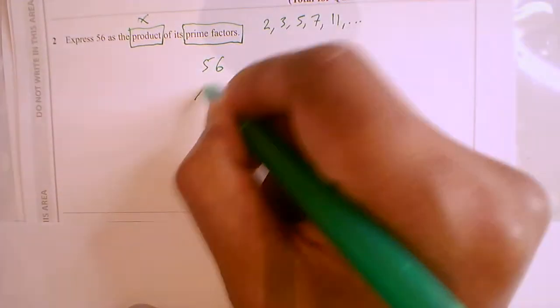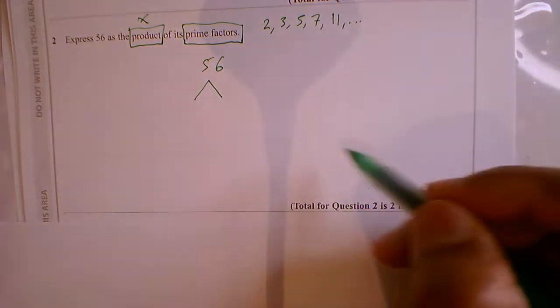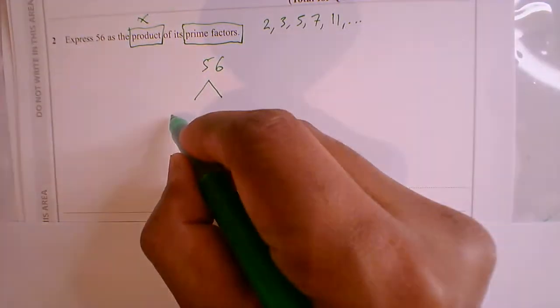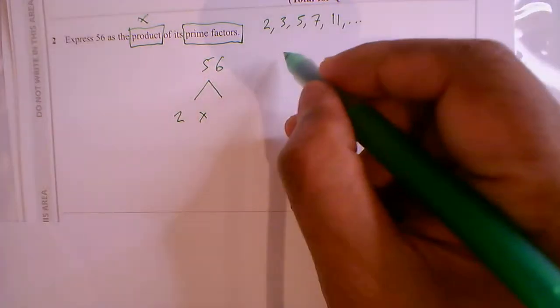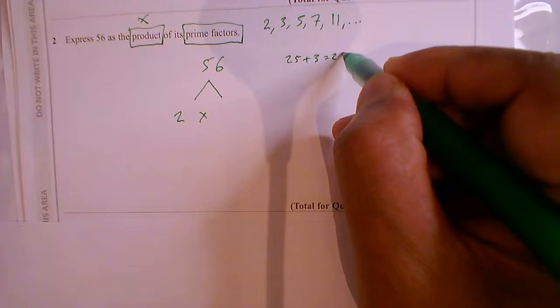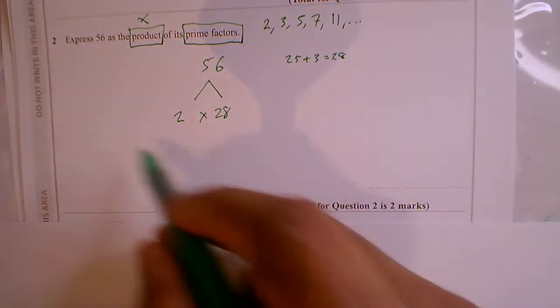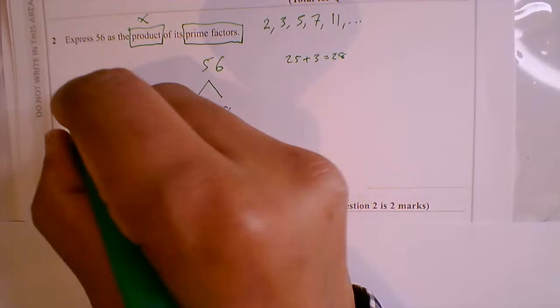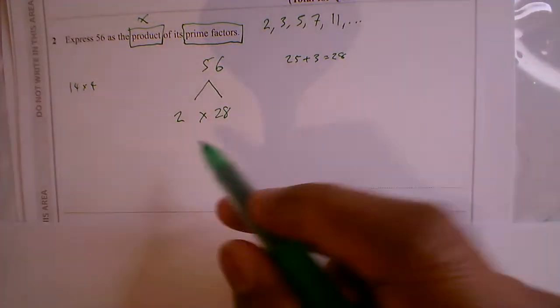So I'm going to start with 56. And you can do the middle part in many different ways, but your final answer will be the same. So I'm going to do 2 times half of 50 is 25, half of 6 is 3. So add them together, you get 28. So 2 times 28. Okay, I could have chosen other numbers like 14 times 4, for example. It would give you the same answer, but let's carry on like this.